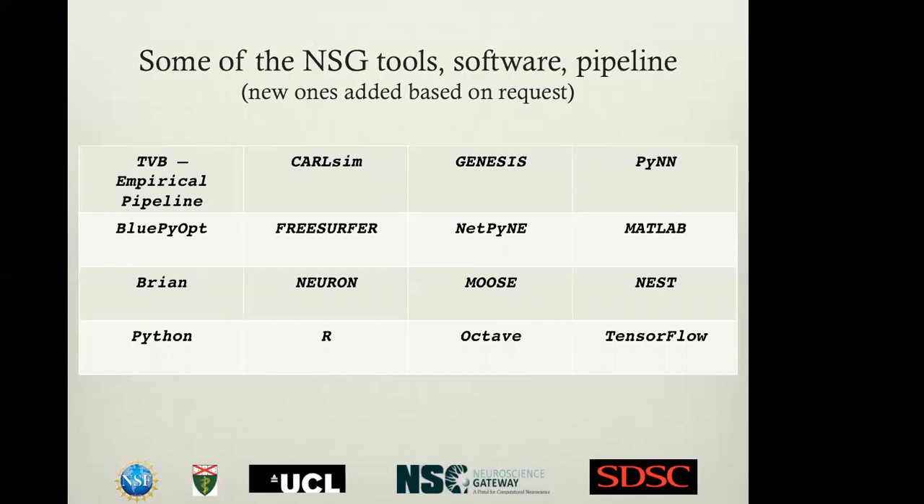These are some of the software tools that we have installed. When we first started NSG, we were just focusing on spiking neuron software tools like Neuron or Genesis. And then we had Moose and Nest and Pine. But now the users are driving what software we need to install and make available. Now we see more and more requests for data processing and analysis tools. There have been requests for deep learning software, so we provide TensorFlow, Keras, Theano. We have custom designed software like CarlSim and TVB Pipeline. We have BluePyOpt from the HBP community, and we have installed that. The common Python modules and Python scripts are also available.